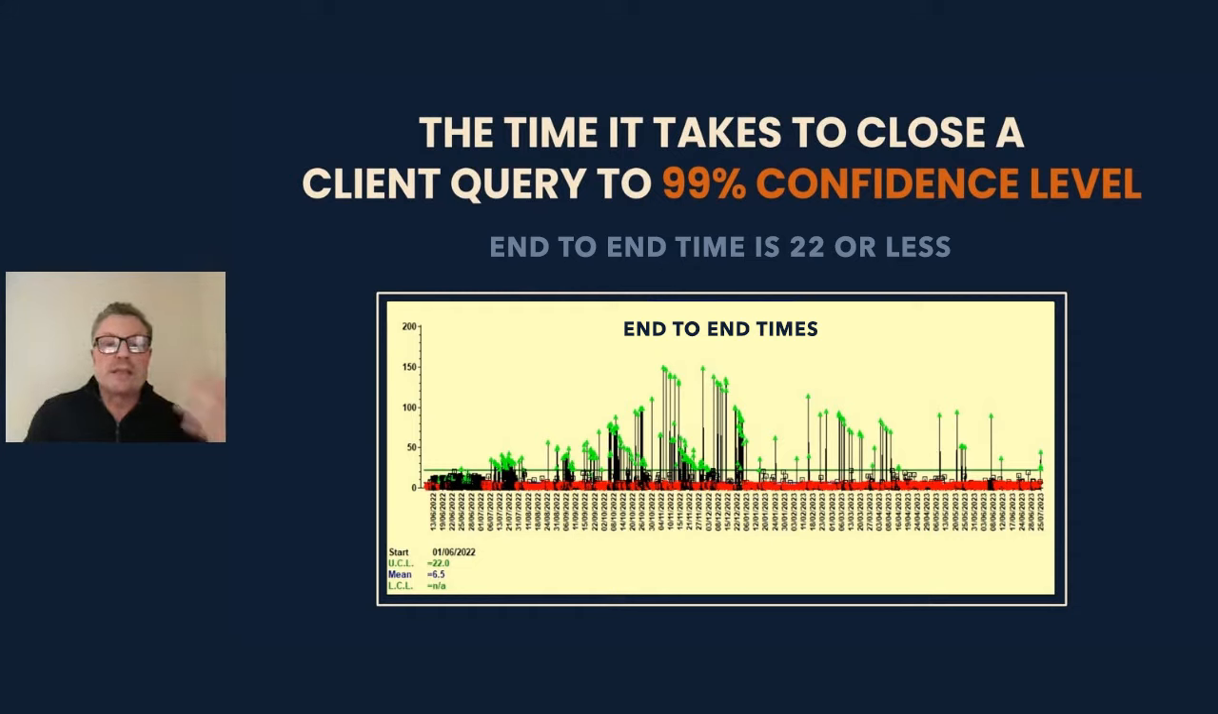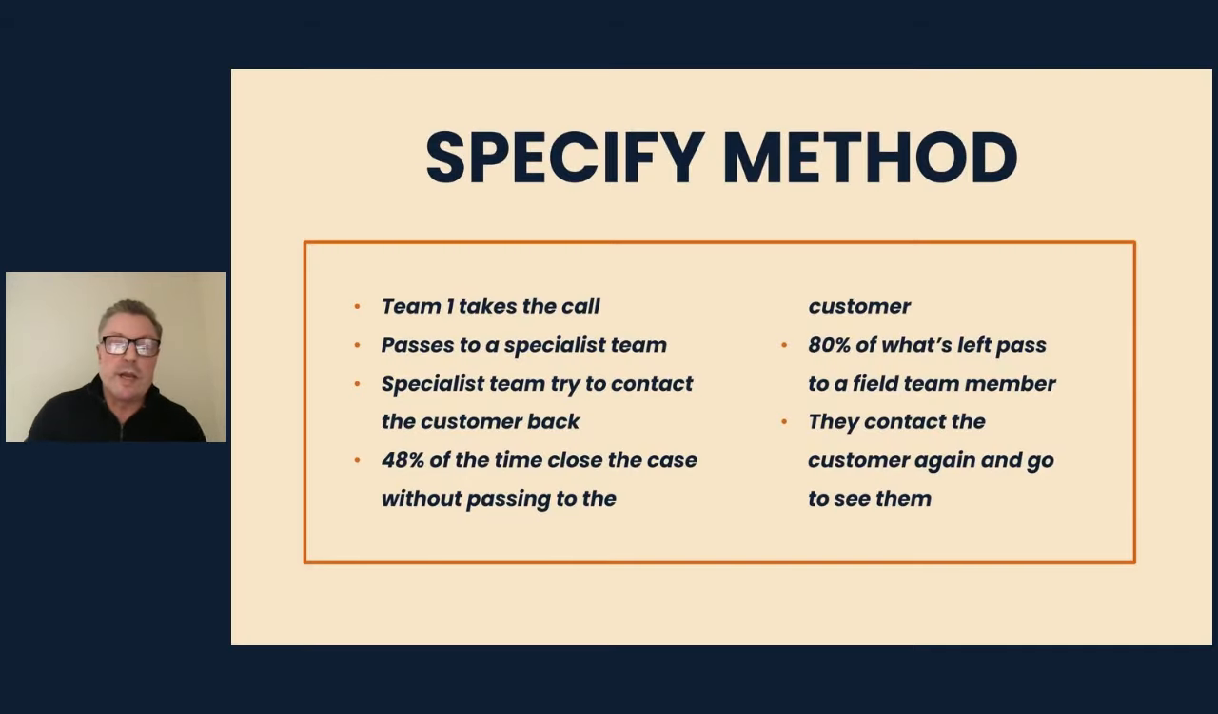So let's get to current capability. Here what you see is a kind of an end-to-end graph that says, in this case, to close a case takes up to 22 days. So the question is very, very simple. It takes up to 22 days to close a case, and you know that you've got a 99% confidence level with which to close that case. Where are you going to set your target?